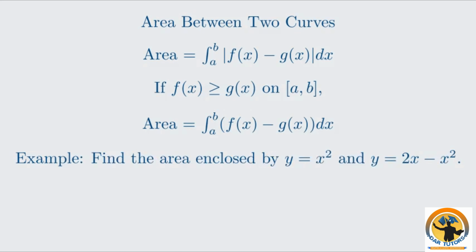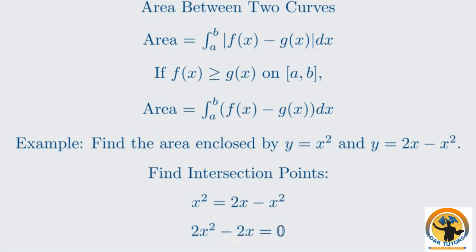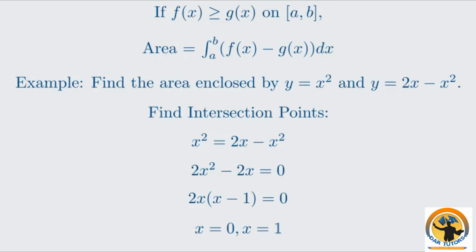Let's find the area enclosed by the curves y equals x squared and y equals 2x minus x squared. First, we need to find the points of intersection to determine our limits of integration. We set the two functions equal to each other. This gives us 2x squared minus 2x equals 0, which factors to 2x times (x minus 1) equals 0. The solutions are x equals 0 and x equals 1. These will be our limits of integration.